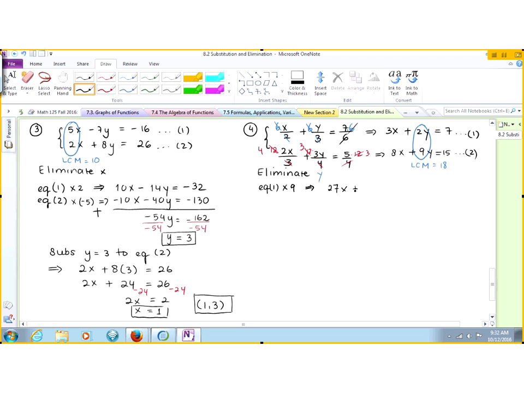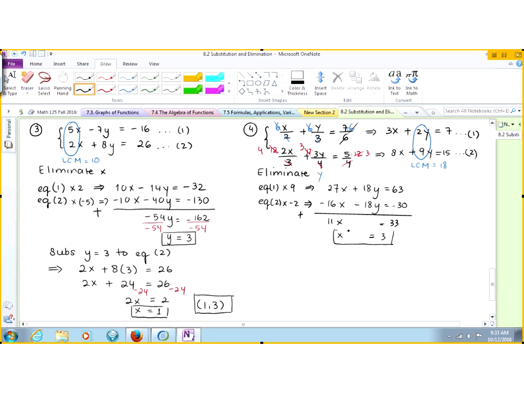Okay. So I multiply these by 9, I have 27x plus 18y is equal to 63. So multiply each one of them by 9. How about equation 2? By negative 2. So you have negative 16x minus 18y is equal to negative 30. All right. Okay, now we add. So the y's cancel. What about these? 11x is equal to 33.